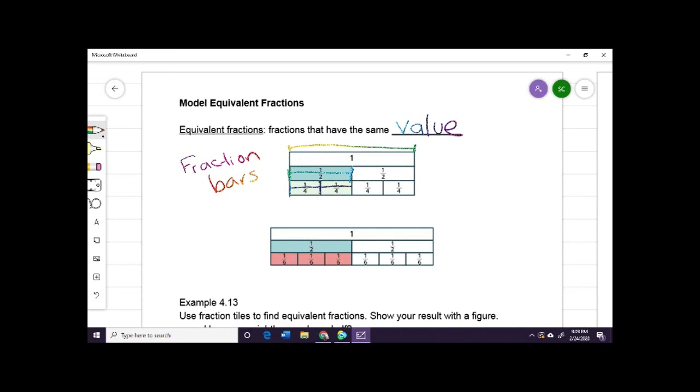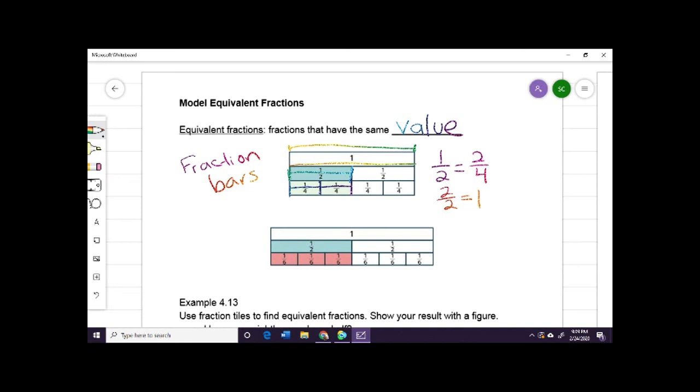2/4 is equal to 1/2. So those are equivalent fractions. 1/2 is equal to 2/4 because they take up the same amount of space on the fraction bars. Similarly, 2/2 is equal to 1 because they take up the same amount of space on the fraction bars.